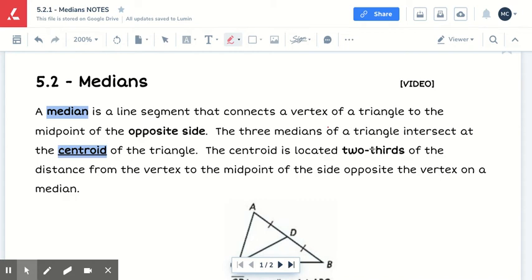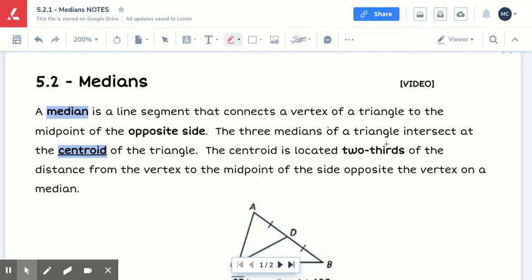Today we're looking at the medians of a triangle. A median is a line segment that connects a vertex of the triangle to the midpoint of the opposite side. That would mean that there are three medians, because there are three vertices and three sides of a triangle. The three medians of a triangle do intersect.